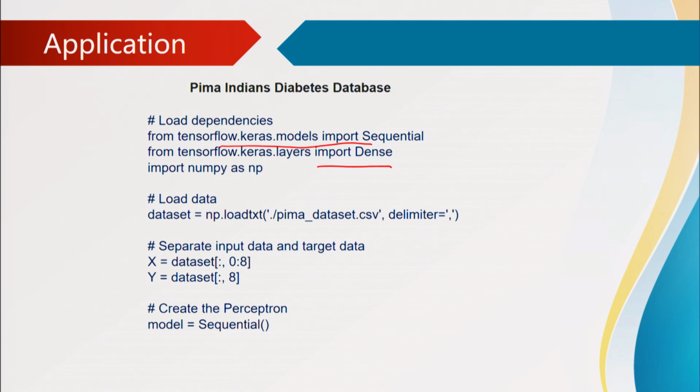What is the command for loading the data set? You need to have a CSV file of the data set, and the name of the data set is pima_dataset.csv. This CSV file is separated by a comma delimiter, and we are loading this text file using np, the numpy variable we have taken, and assigning it to a variable called dataset.